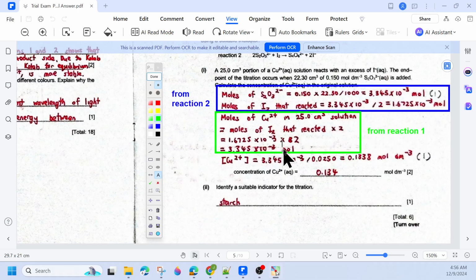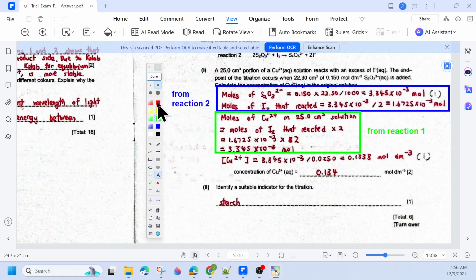So what I did is I do it step by step. Because they give me the S2O3 2 minus, first I find the moles of it. Then from reaction 2, the ratio of S2O3 2 minus to I2 is 2 to 1, so times 1 divided by 2. I find the moles of I2 that reacted. The moles of I2 that reacted came from reaction 1, so they are the same. Now we are looking at reaction 1. The moles of copper 2 plus in 25 centimeter cube solution is moles of I2 times 2 because of the 2 to 1 ratio. Then you get this particular answer.